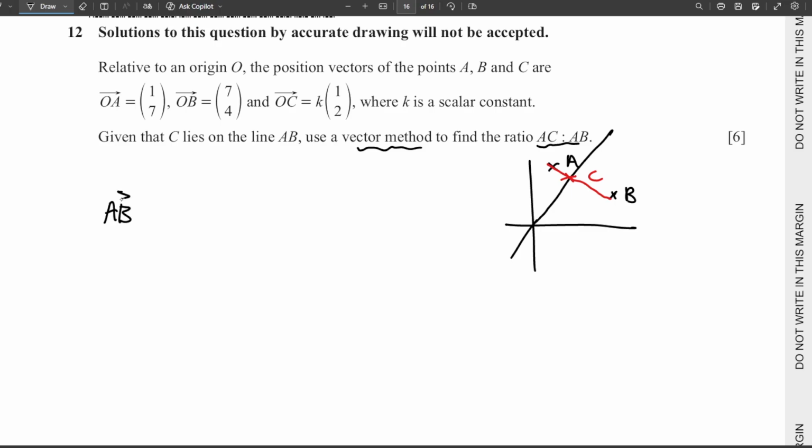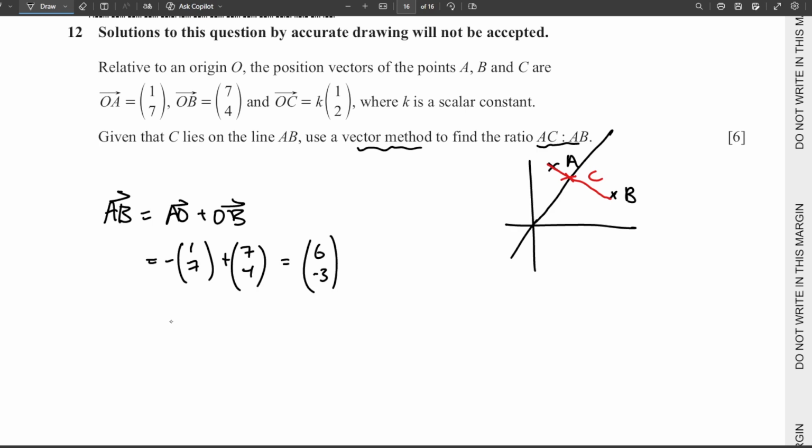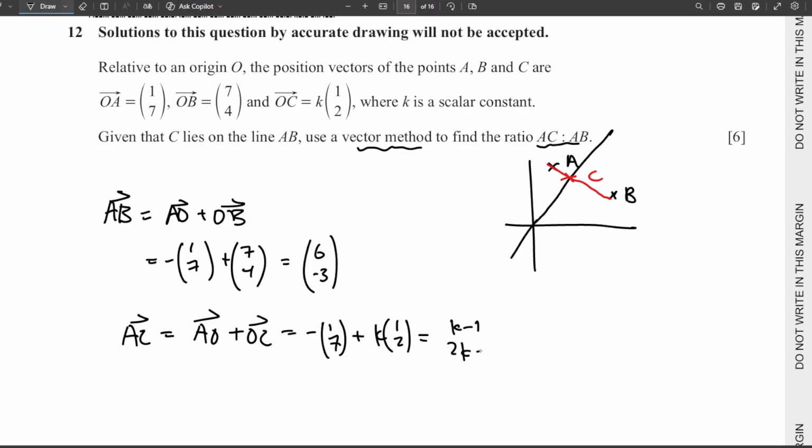AB, if you can recall, is AO plus OB. AO is negative A, right? So negative (1, 7) plus (7, 4). So AB is just (6, negative 3). And we try and find AC also. AC is AO plus OC, so negative A plus K(1, 2), which gives (K minus 1, 2K minus 7). So that's AB and AC.